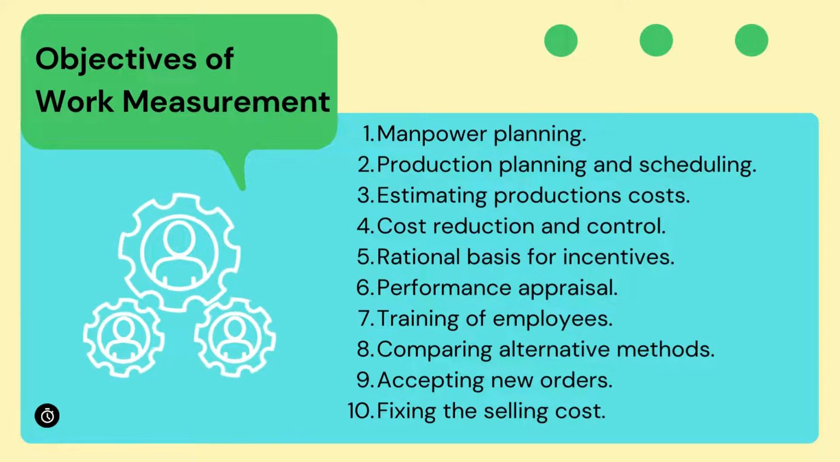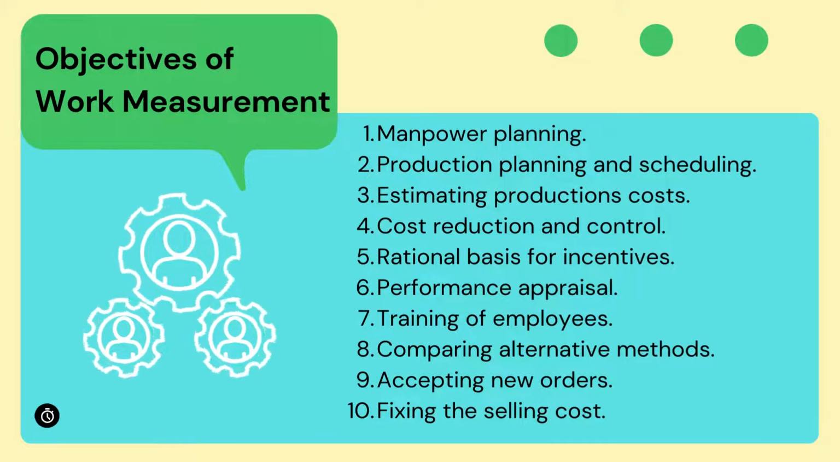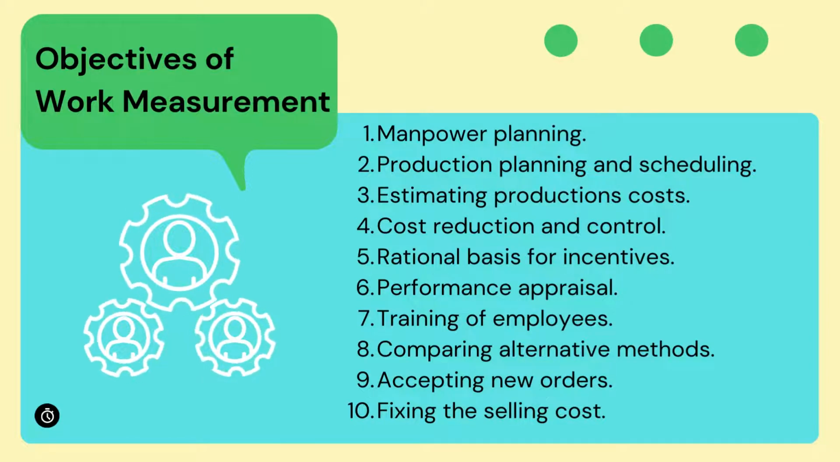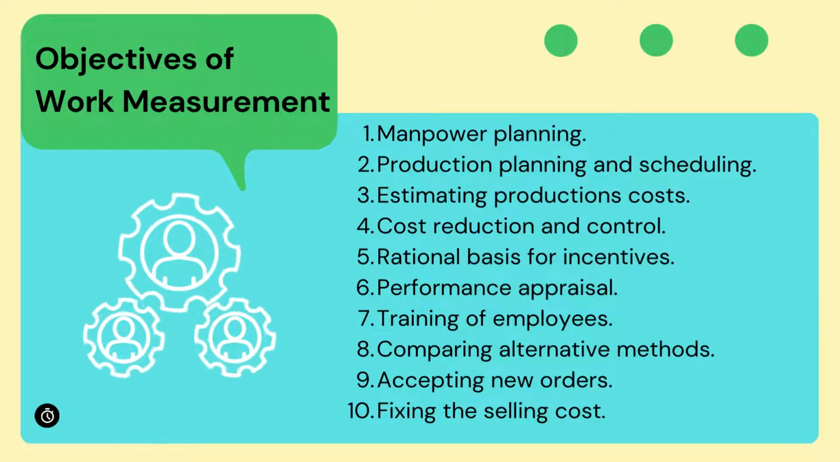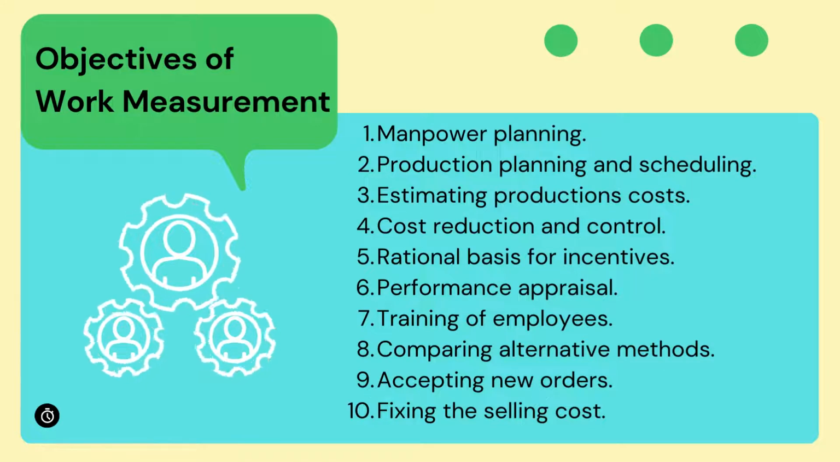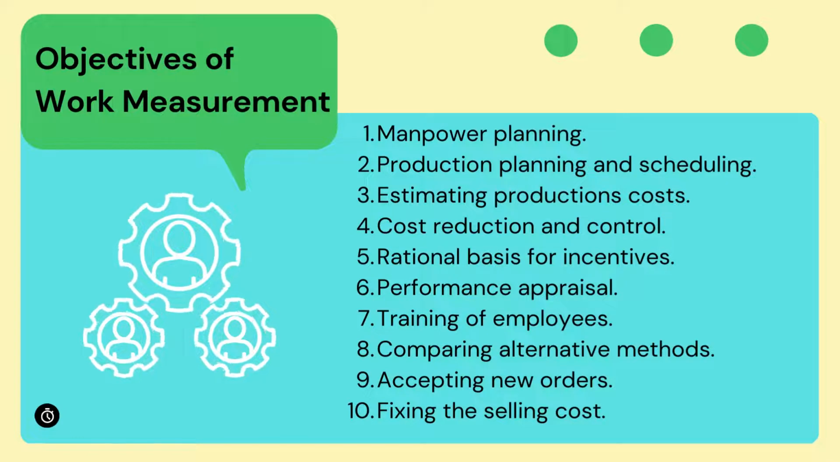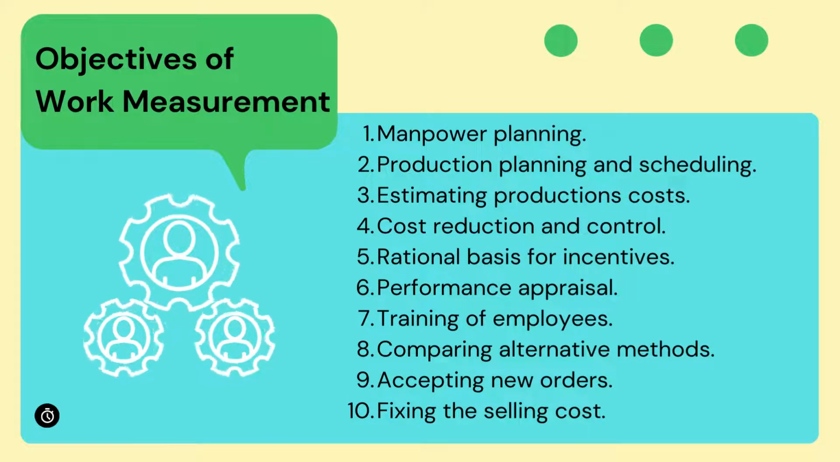Next, we have performance appraisal. Performance appraisals are done to find out whether the employees are efficient or not. It is done to find the strengths and the weaknesses of the employees. Work measurement helps to do performance appraisals. This is because it fixes the standard output and the standard time for each employee. So the employees who produce the standard output within the standard time are efficient, and vice versa.